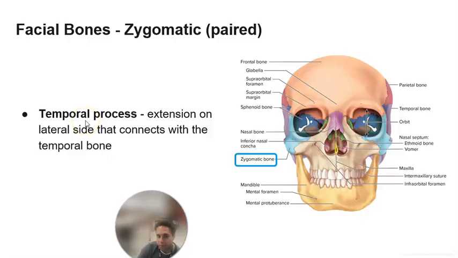This is the tricky part. The temporal process is present on the zygomatic bone and connects to the temporal bone. And the temporal bone has the zygomatic process, which connects to the zygomatic bone. So it's tricky where each bone and each process is located. But you can think of it as: the zygomatic bone has the temporal process, and the temporal bone has the zygomatic process.